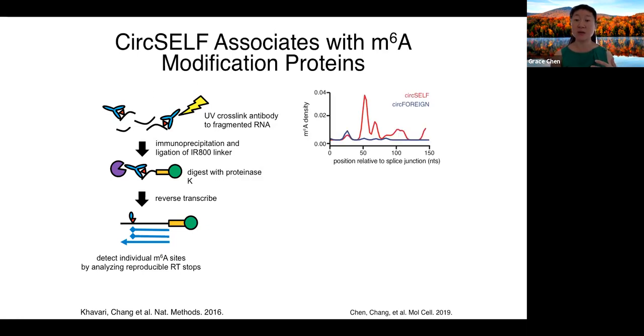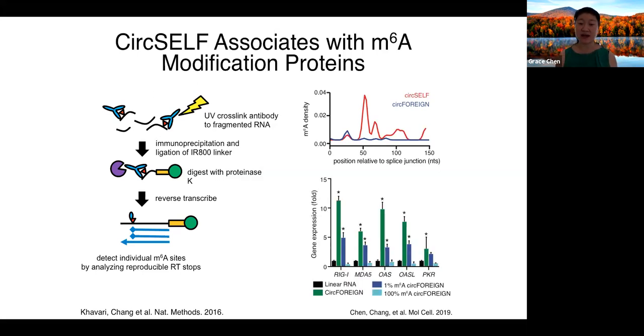So when we did that with CircSELF and CircFOREIGN, we noticed that there was a huge M6A density peak on CircSELF that was not present in CircFOREIGN right after the splice junction. And so we also wanted to do the complementary experiment: if M6A is indeed a marker for self, that means that if we incorporate M6A into CircFOREIGN, we should be able to mask its non-selfness and decrease the immune response to the transfection of those CircRNAs. And that's exactly what we found.